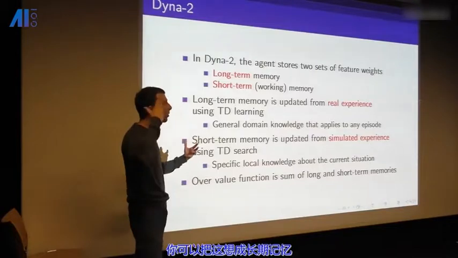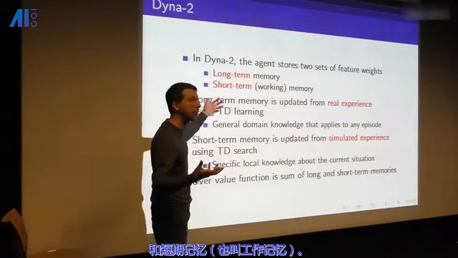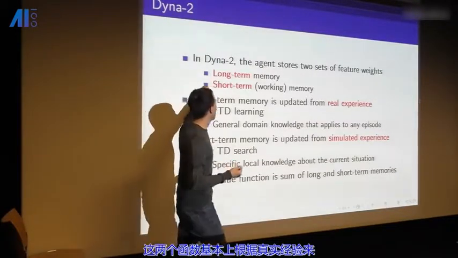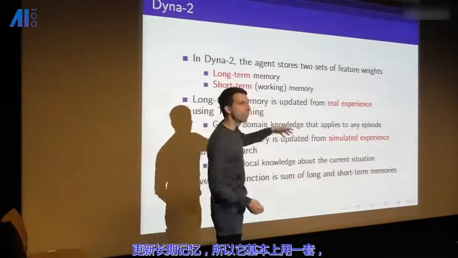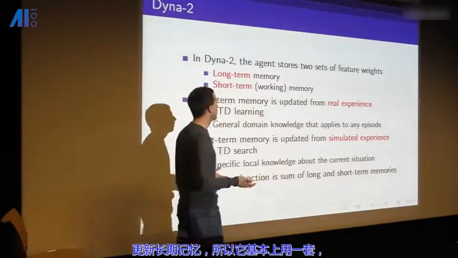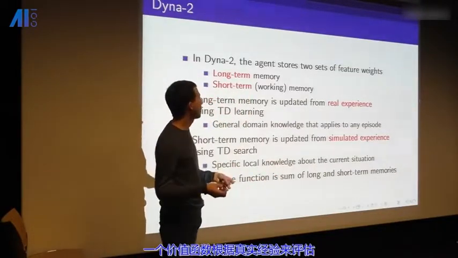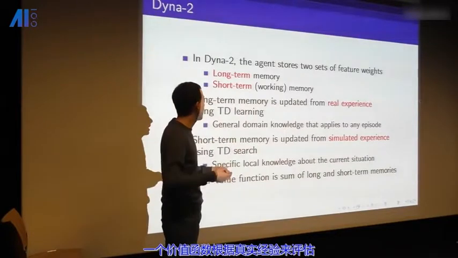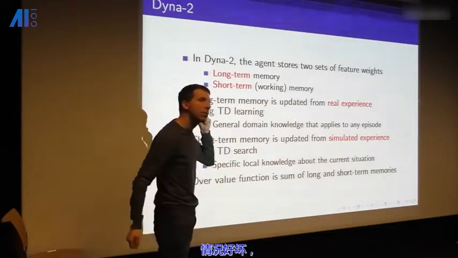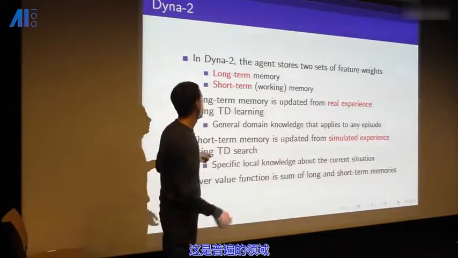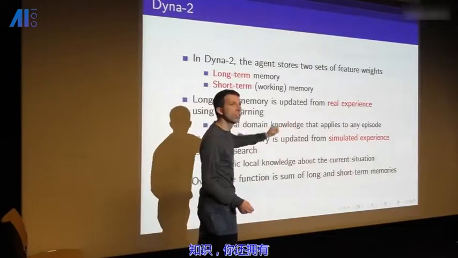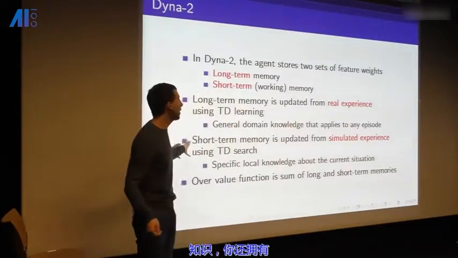You can think of these as a long-term memory and a short-term memory, or a working memory. So it basically updates its long-term memory from real experience. It's got one value function, one saying how good things are when you really experience them, which is the general domain knowledge. And you also have some short-term memory.